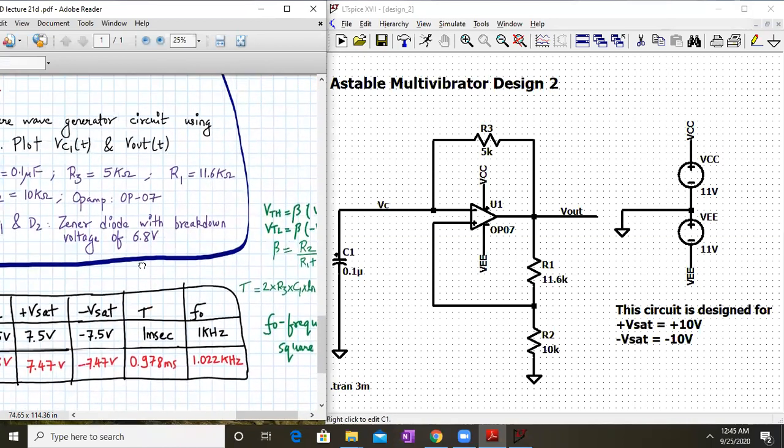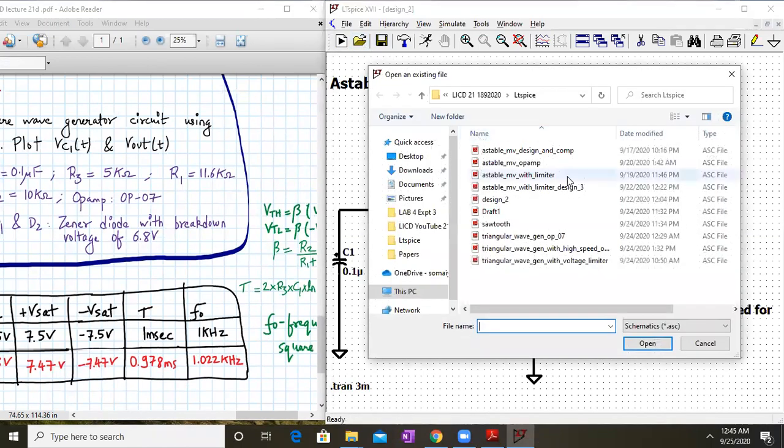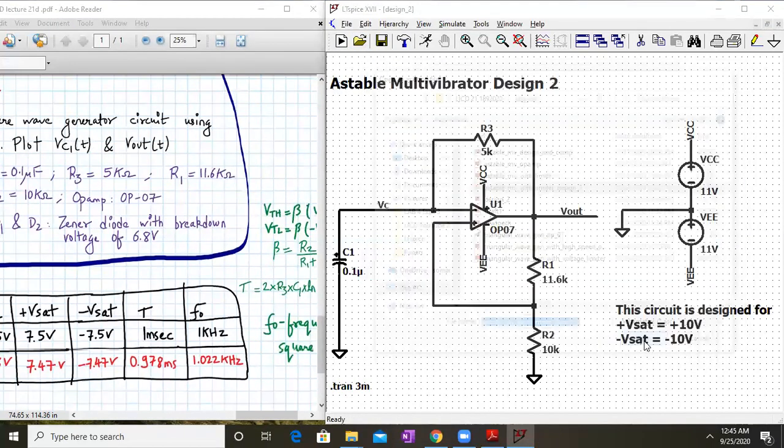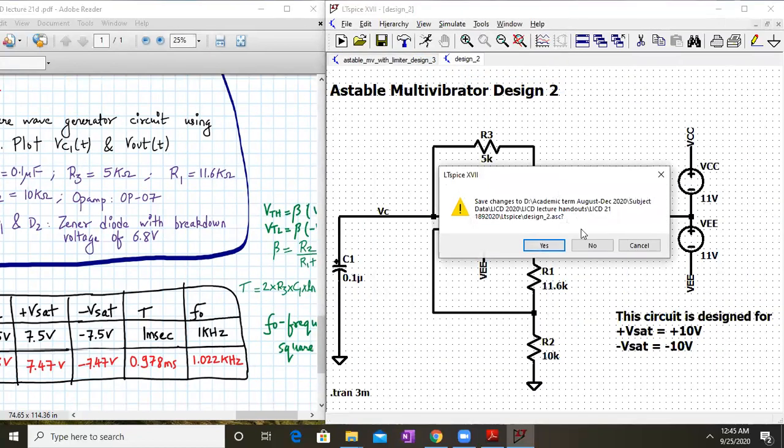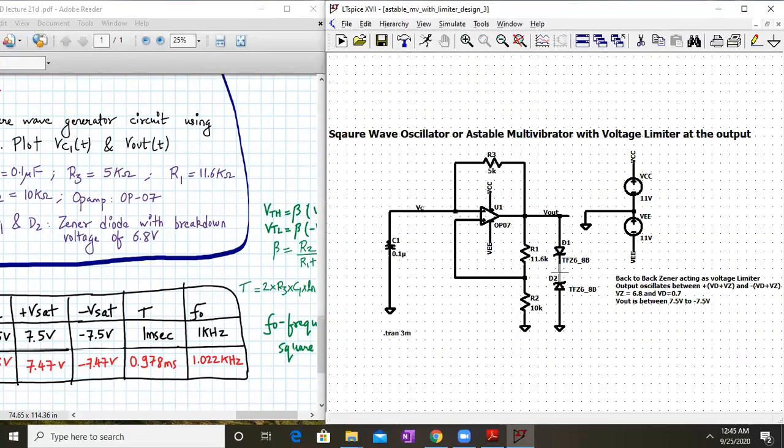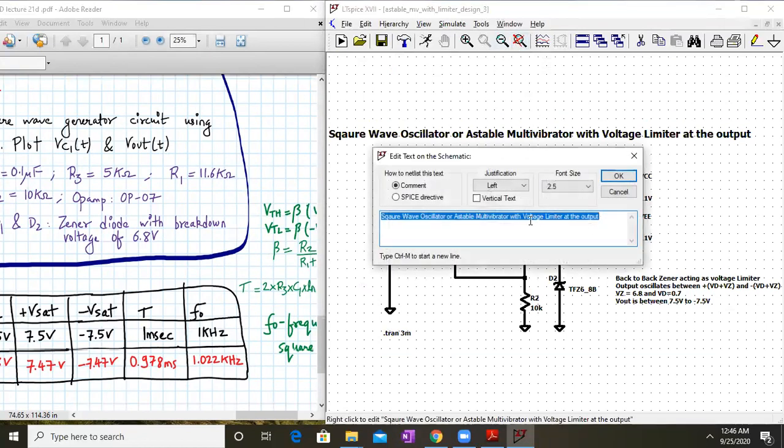Okay, so here we will check again plus VSAT and minus VSAT. Let me open that circuit. Here we get control over the output amplitude basically, with Zener diodes connected back to back.